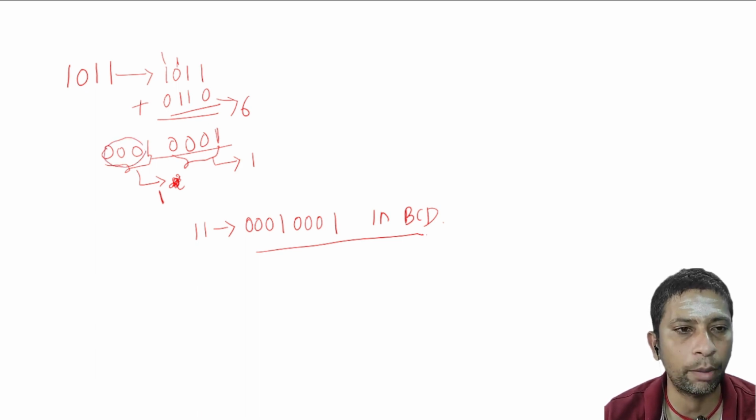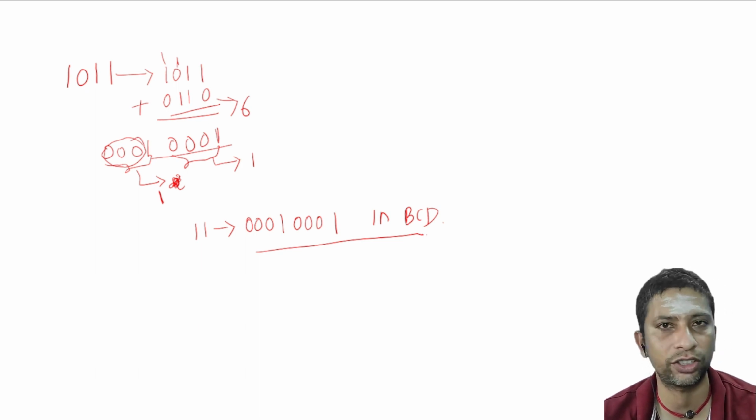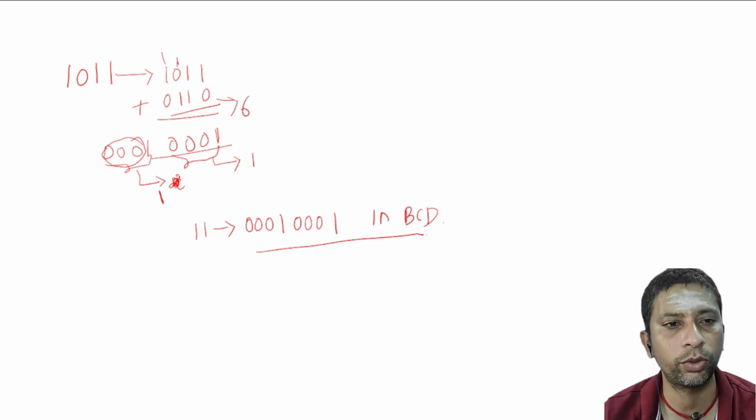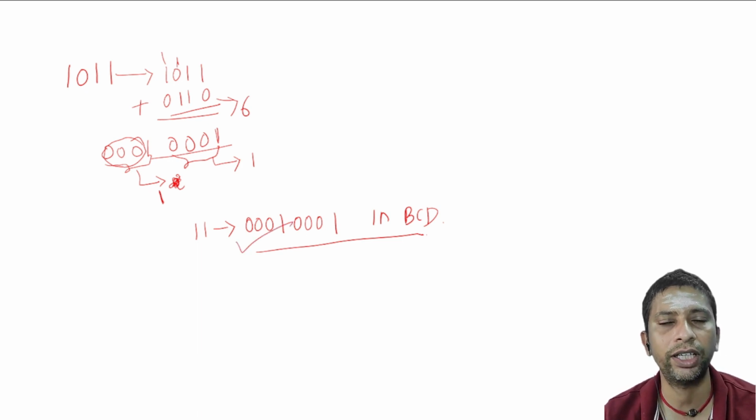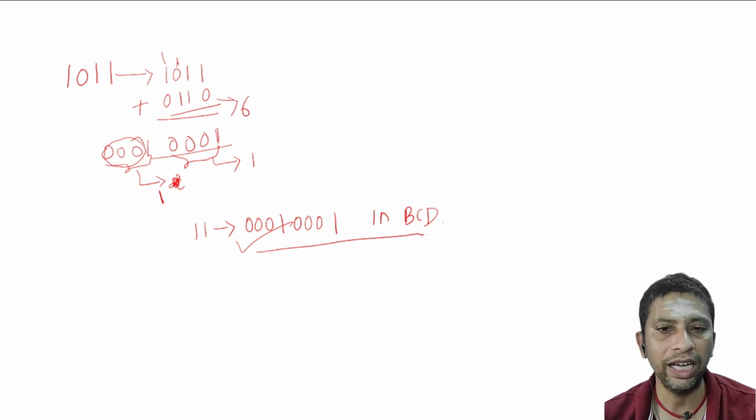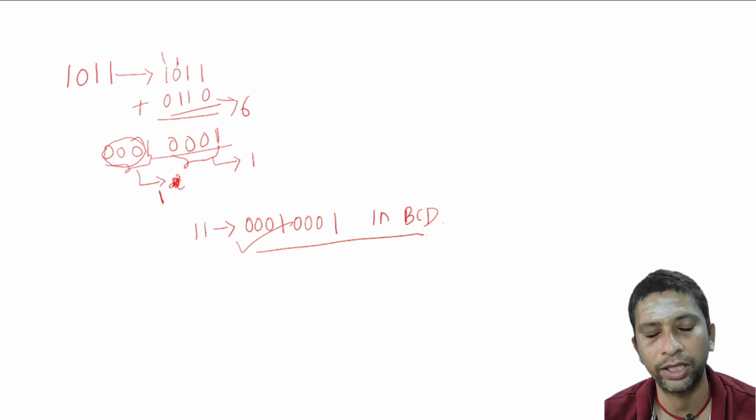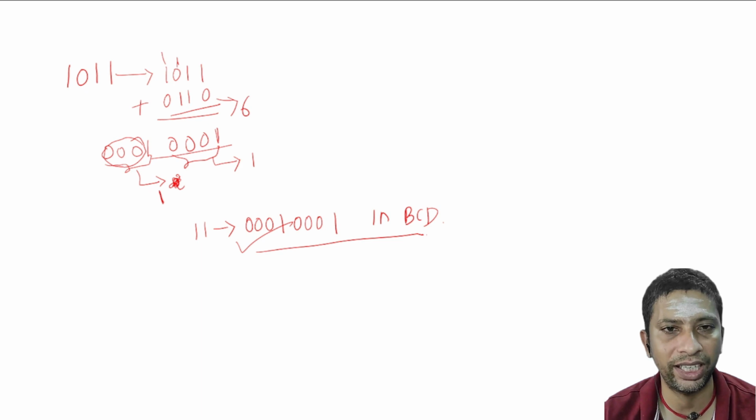I am just appending these zeros because that is not going to make any change. So by this I am getting 0001, which is nothing but 1. Similarly 0001 is nothing but 1. Hence I have converted my illegal code into a BCD code by adding 6 to it. This is how we will perform the BCD addition.